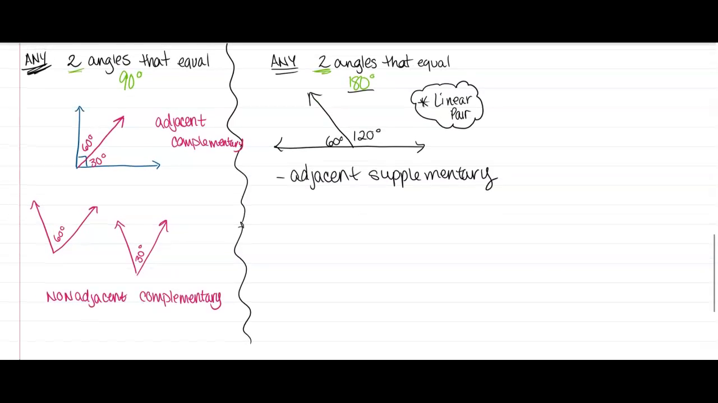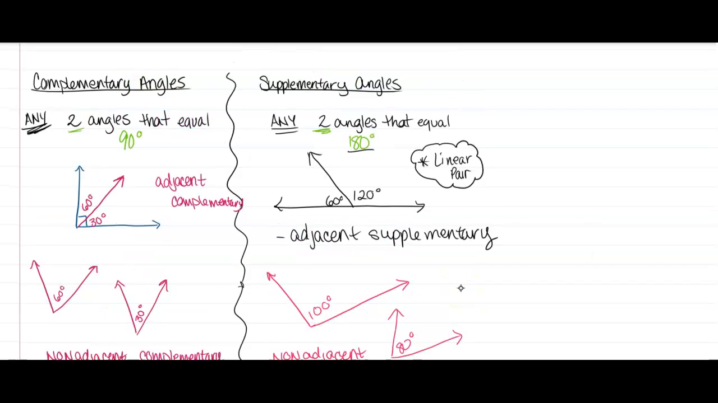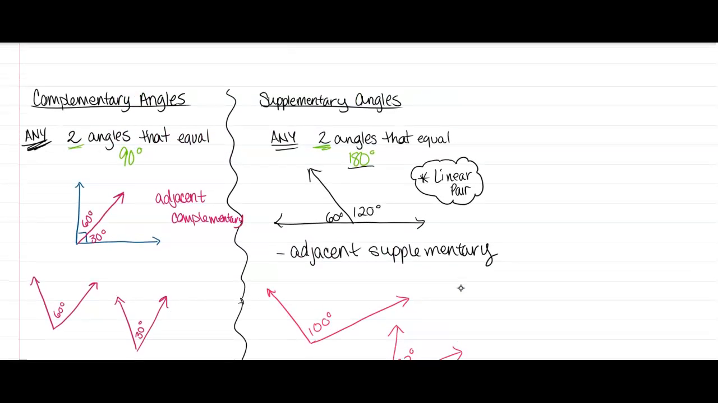Okay, now let's do an example of non-adjacent supplementary. Okay, let's say this is 100 degrees. And this one is 80 degrees. Because both of them equal 180 degrees, we can say they're supplementary angles, but because they are not sharing a side, these are called non-adjacent supplementary angles.